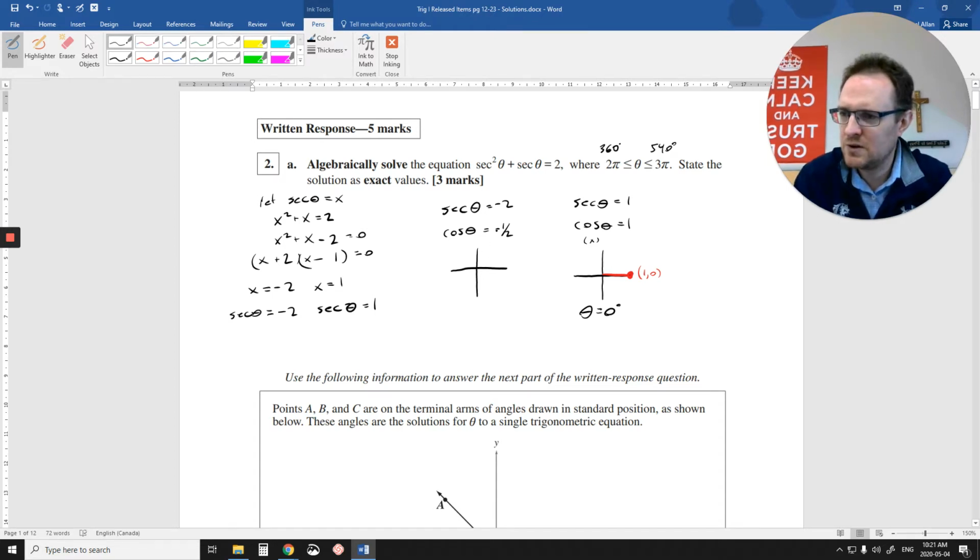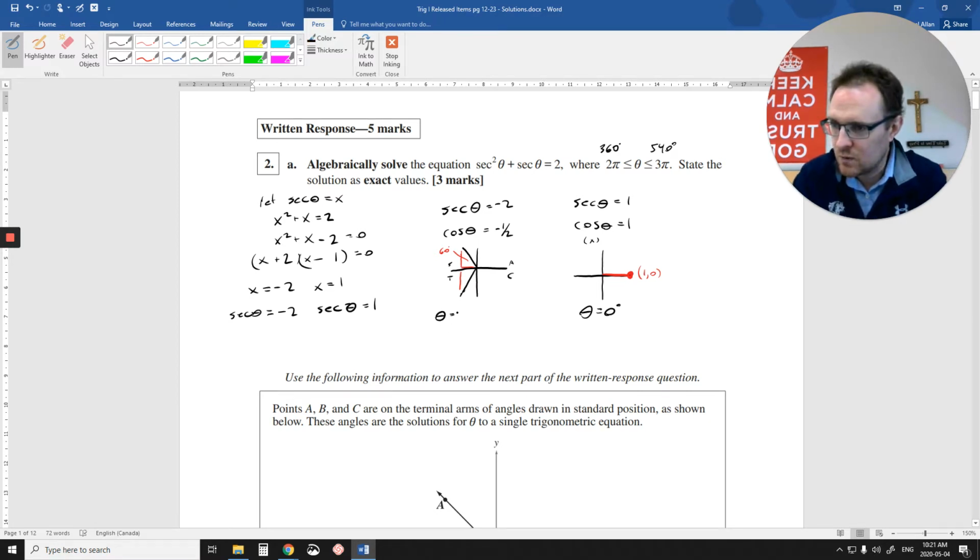My next one here is when cos is equal to negative a half. If I use my add sugar to coffee rule, cos is negative a half in this quadrant and this quadrant. Okay, in those two quadrants. And the reference angle here is going to be 60 degrees. So theta is equal to 120 degrees, because that's 180 minus the 60, and 240, which is 180 plus the 60.